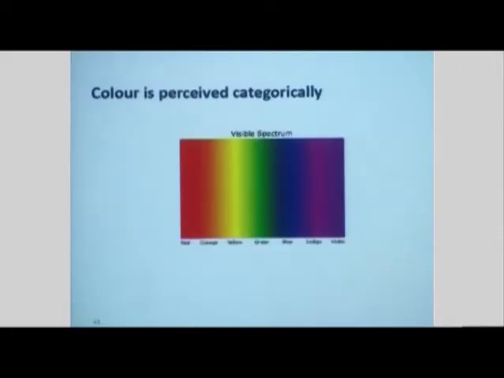Colour is the best example of this. We perceive colours categorically. In other words, we say that something is red or orange, but the physical continuum for light is continuous, so there aren't these discrete categories of colour. There's continuous variation in the wavelength, and we interpret that, perceive that as categories of colours.